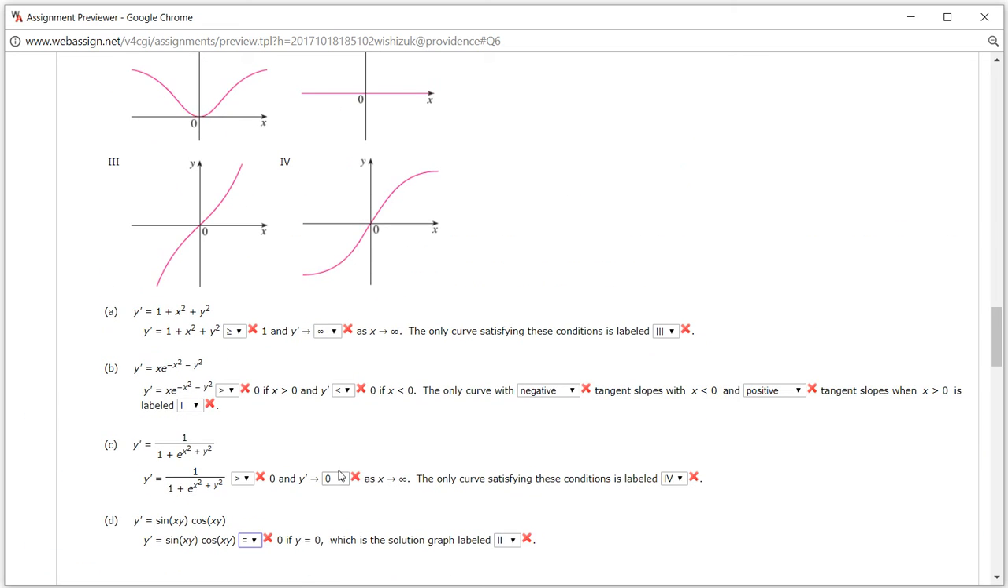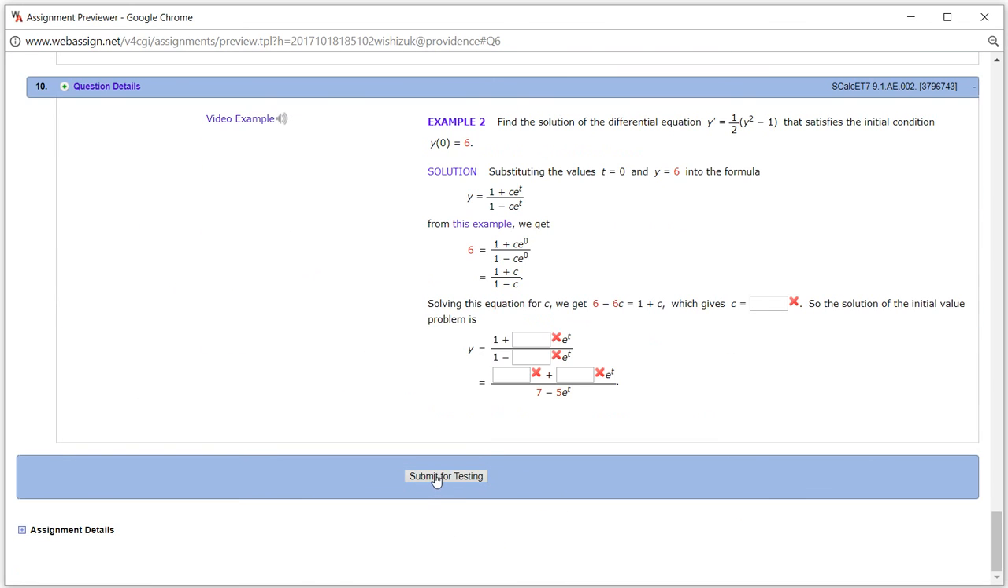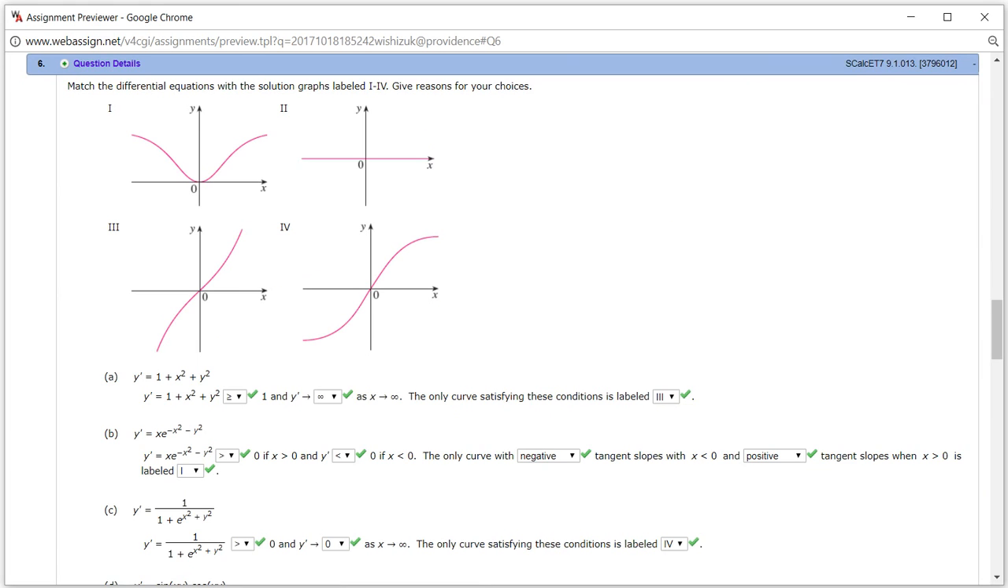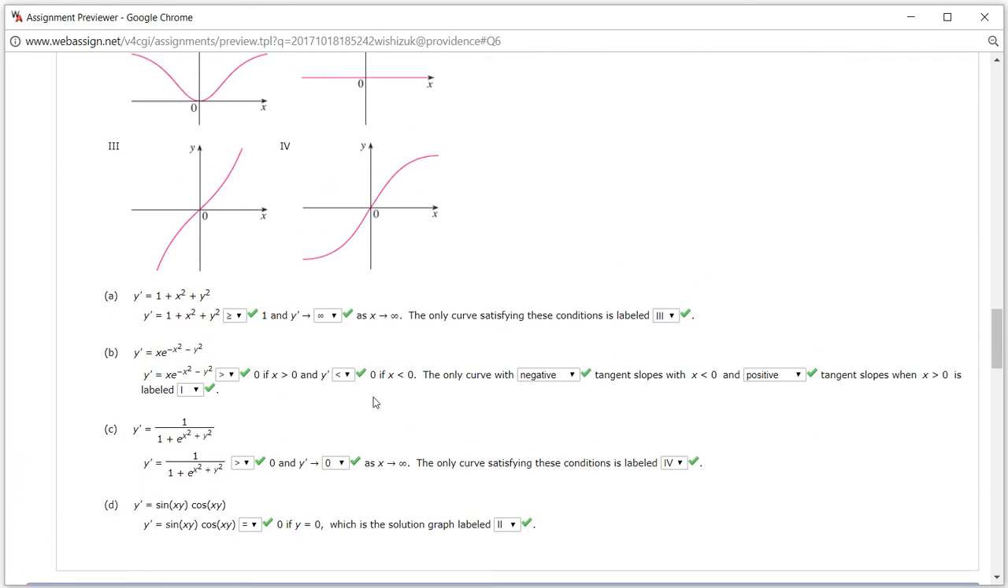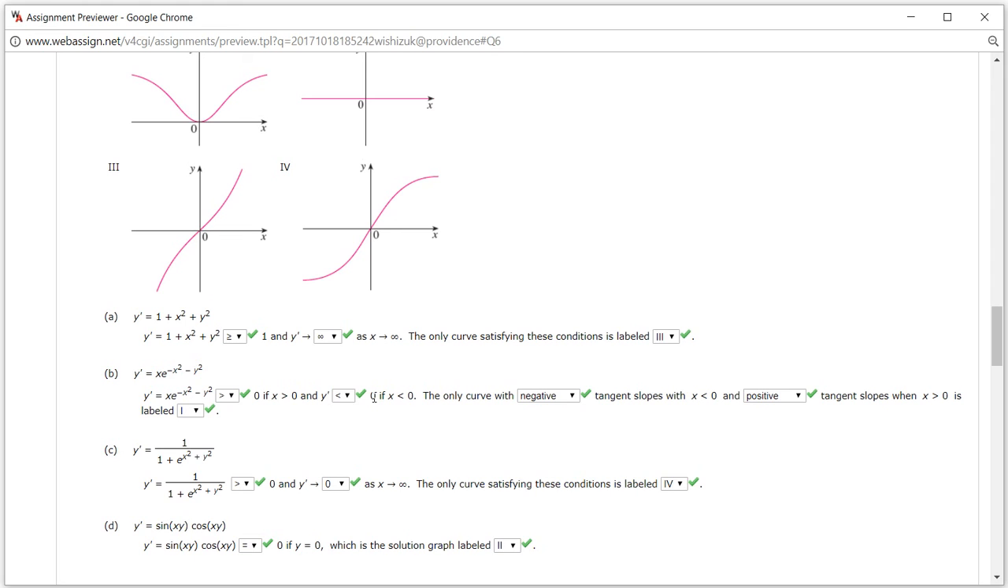Let's check the answer. Submit for testing. I came back and it looks like we got all these parts correctly. That's it. I hope that this was clear.